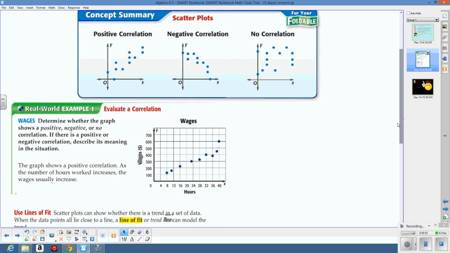Our first example says, determine whether the graph shows a positive, negative, or no correlation. If there is a positive or negative correlation, describe its meaning in the situation. Well, these points tend to go in a line going upwards, so that would be a positive correlation. And what that means is that as the number of hours increase, the wages increase.